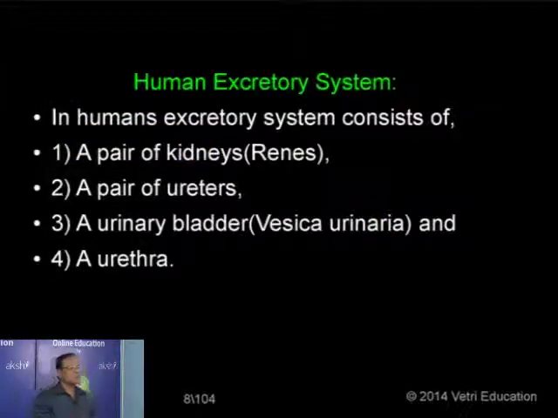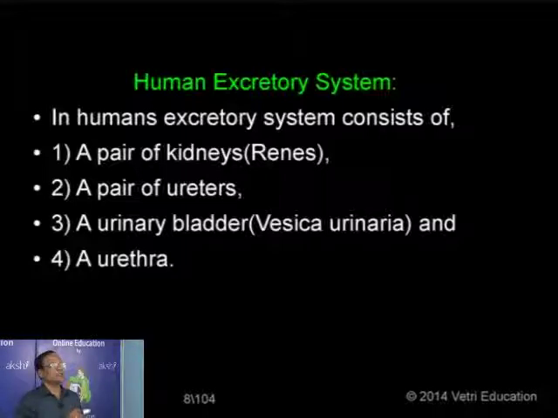Now these are some of the things related to the lower groups of organisms. Let's proceed to the excretory organs in higher vertebrates, particularly human beings. Let's talk about the human excretory system. As a general rule, in vertebrates including human beings, we have the following components. One, a pair of kidneys, the major excretory organs, also called renes.